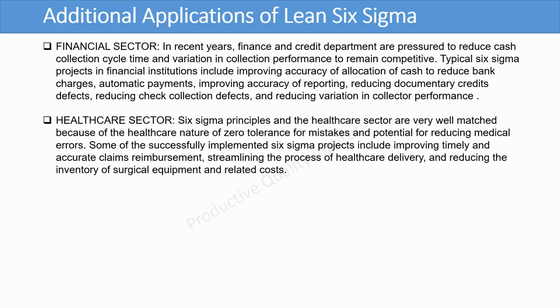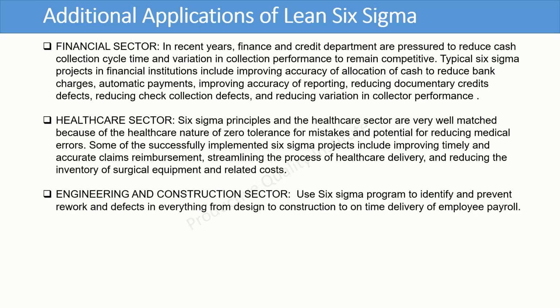Healthcare sector. Six Sigma principles and the healthcare sector are very well matched because of the healthcare nature of zero tolerance for mistakes and potential for reducing medical errors. Some of the successfully implemented Six Sigma projects include improving timely and accurate claims reimbursement, streamlining the process of healthcare delivery, and reducing the inventory of surgical equipment and related costs.